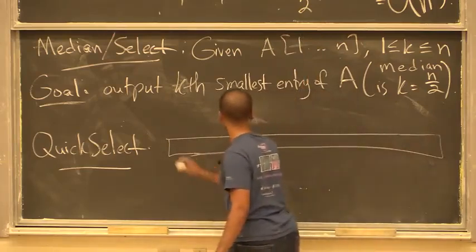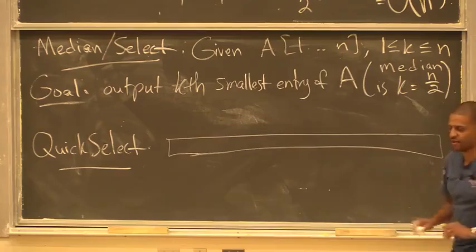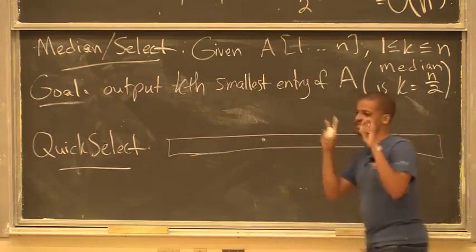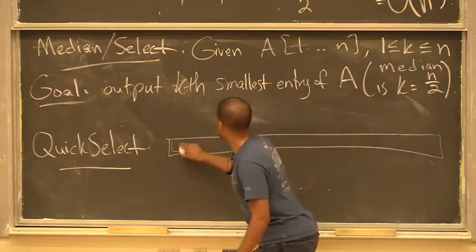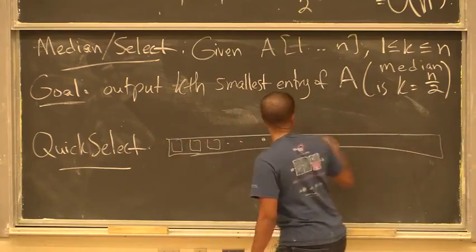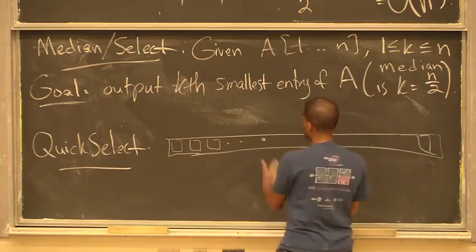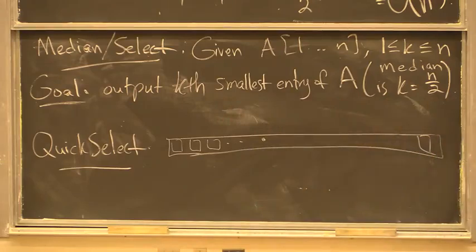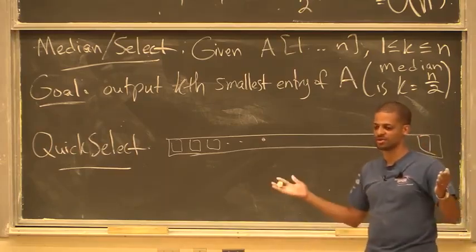So here's my array of size n. How does quick sort work? Many of you have heard of quick sort. Quick sort picks a random element and calls it the pivot, right? And then you compare each entry in the array with the pivot. And then what you do is you move everyone who's smaller than the pivot to the left, and you move everyone who's bigger than the pivot to the right. You recursively sort the left, you recursively sort the right, and now you have the whole sorted array. That's quick sort.